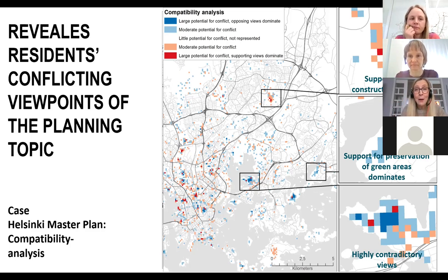So this is a map where in Helsinki there are conflictual viewpoints, and of course then this is a map perhaps where you should invest more effort in public participation, where you should perhaps organize topic group meetings or other deeper exercises. Let's move on.